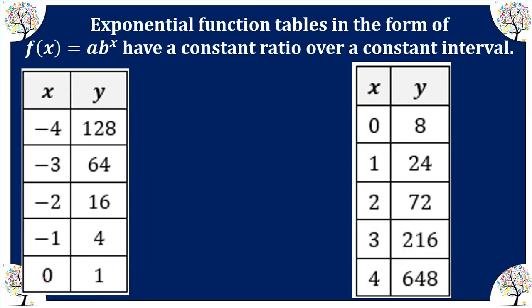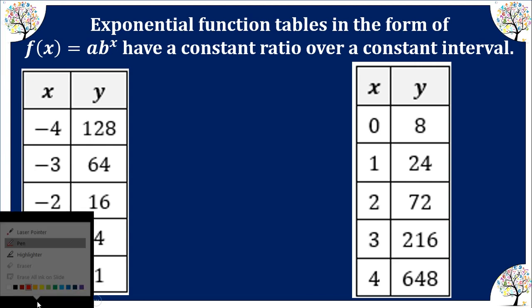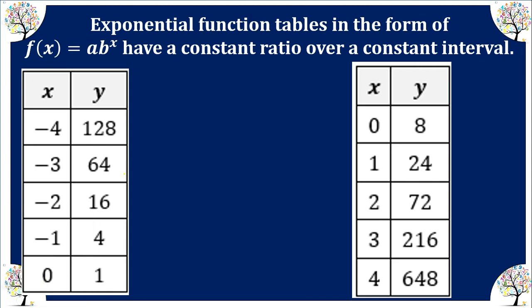Let's take a look at how we can look at a function table of values and determine if it is exponential. We can see that our y values are decreasing here. But let's see if we are decreasing by a constant rate of change or a constant ratio. So I know from 128 to 64 and from 64 to 16 is not the same amount. So I know this is not linear.